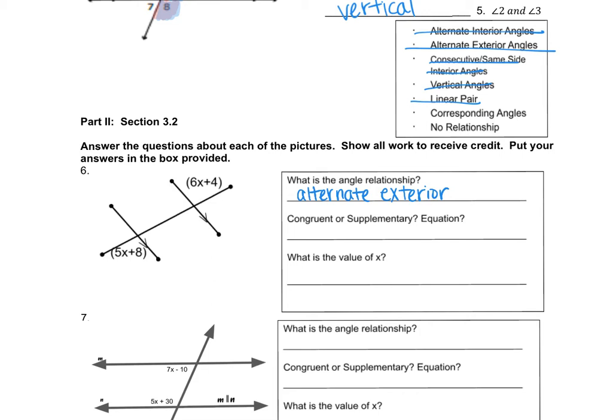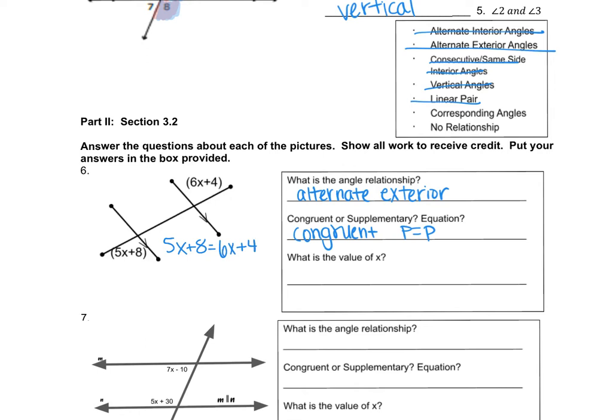Next question, congruent or supplementary in the equation. Alternate exterior angles are always going to be congruent, which means our formula is part equals part. And then the last question says, what is the value of x? So we need to set up our equation and solve it. We just said it's part equals part, so we're going to do 5x plus 8 equals 6x plus 4.